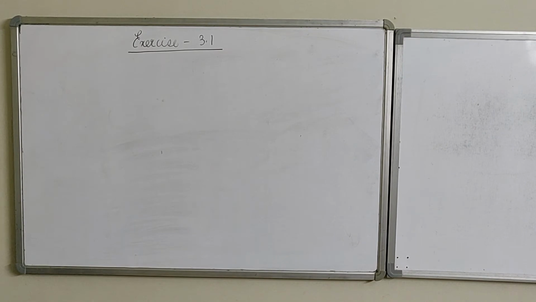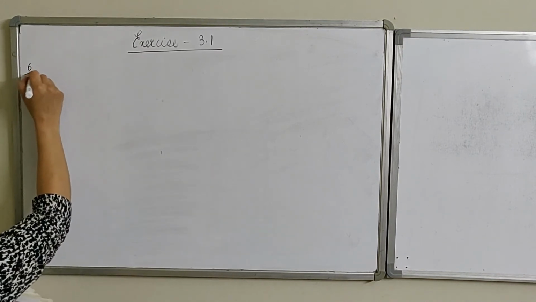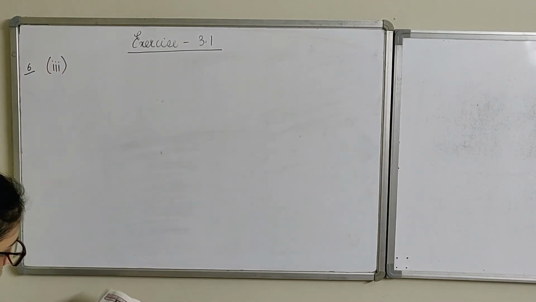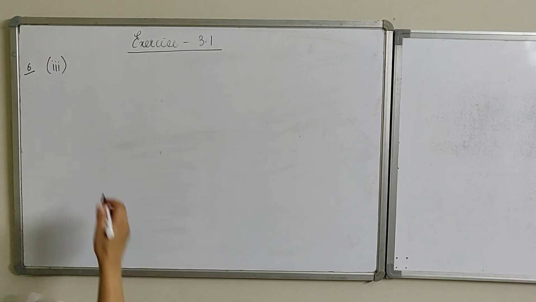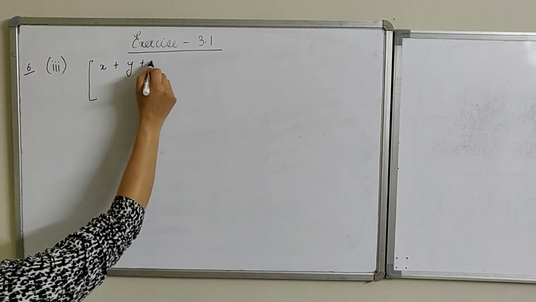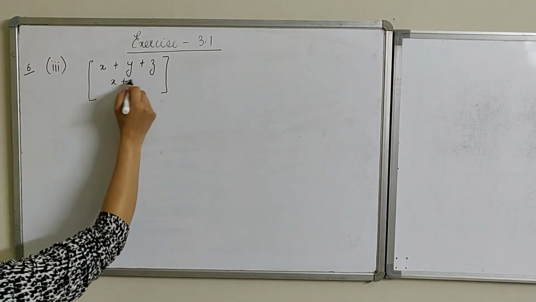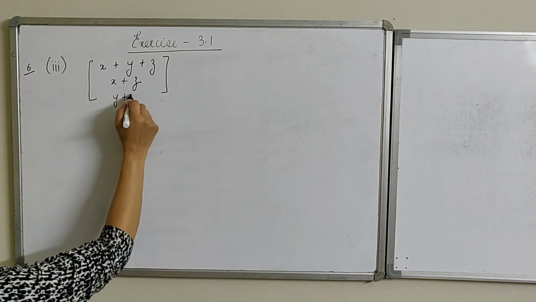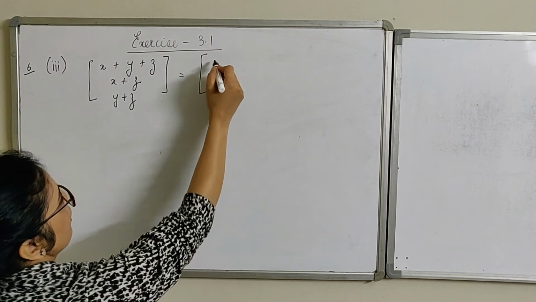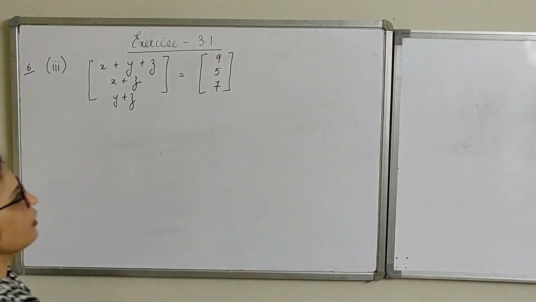It says find the values of x, y and z from the following equations. So the 6th question has got 3 parts. I am doing the 3rd part here. The 3rd part says that there are 2 matrices which are equal, and these matrices have elements x plus y plus z, x plus z, y plus z, and this is equal to a matrix with elements 9, 5, 7.